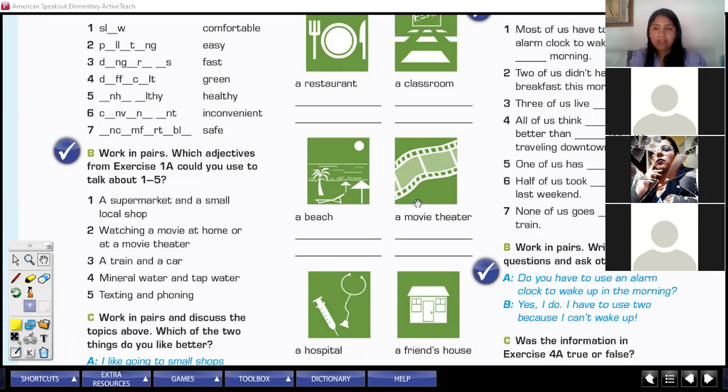Okay, very good. Gracie, tell me another place. In the classroom, you have to pay attention. Very good, you have to pay attention. Another one? In a restaurant, you have to pay for your food. In a beach, you can use bikini. Very good, you can use bikini. Excellent.